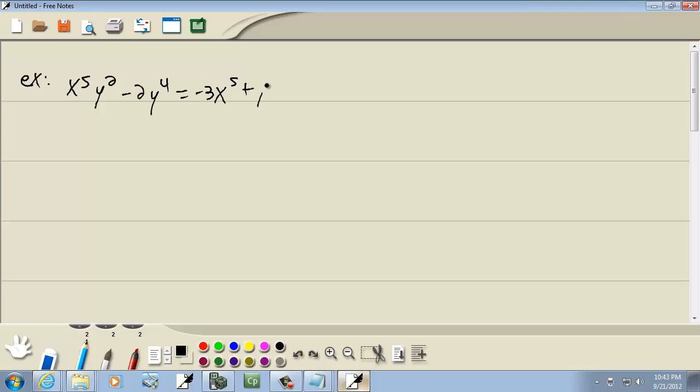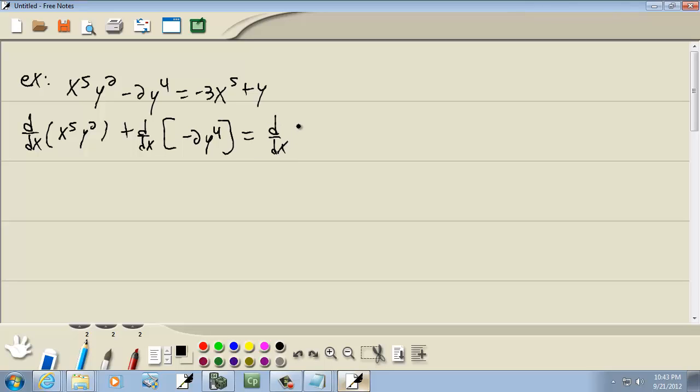x to the 5th y squared. Okay, so again, we're going to take the derivative of everything where it's sitting with respect to x. So we'll take the derivative of x to the 5th y squared, the derivative of negative 2y to the 4th, the derivative of negative 3x to the 5th, and the derivative of y. Well, this first one is the product rule. This is p and this is q.